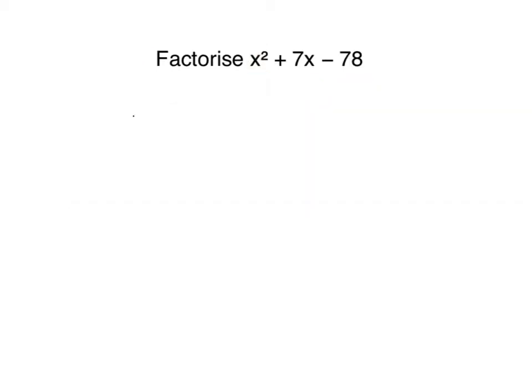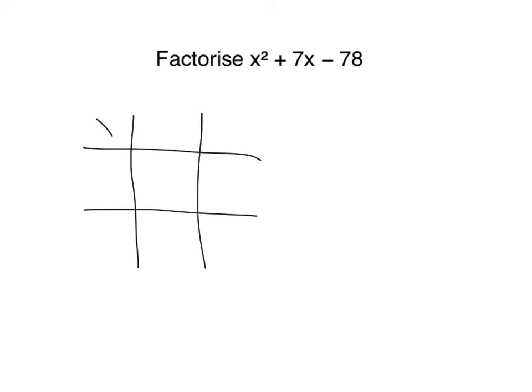Okay, so one involving a negative. So I know that it's a double bracket. I know that this is x squared here, which means that this is x times x. And I know the number on its own goes here, so this is negative 78. So now I'm looking at what number times by what number gives negative 78. So I need to list my factor pairs. Now you're going to ignore the negative at the moment.